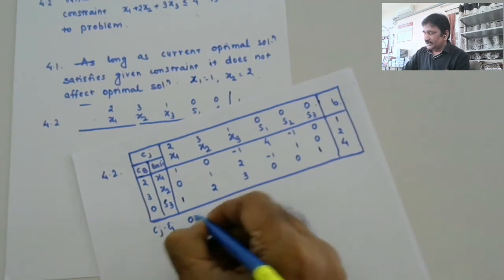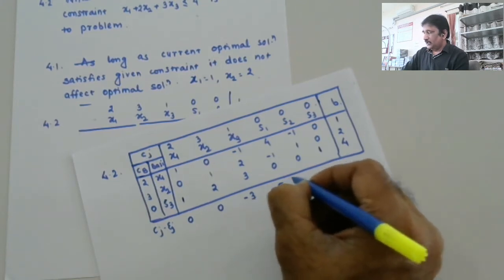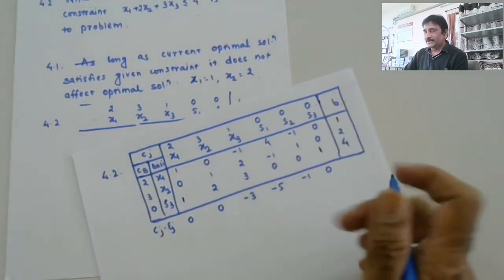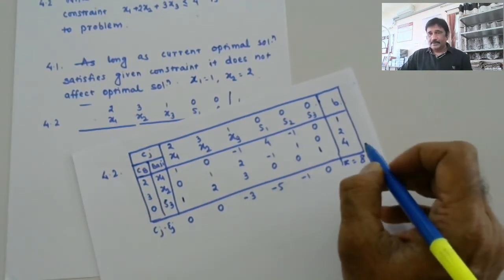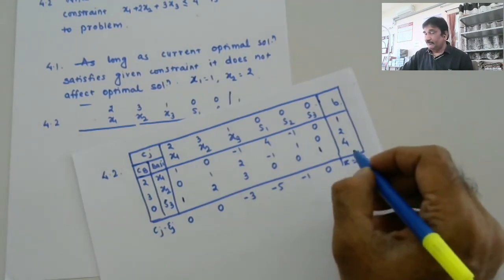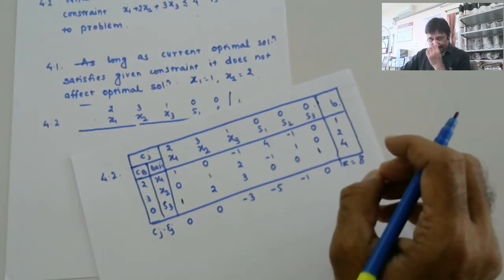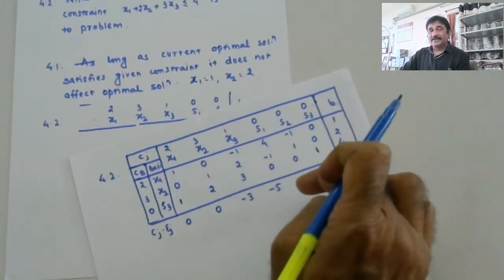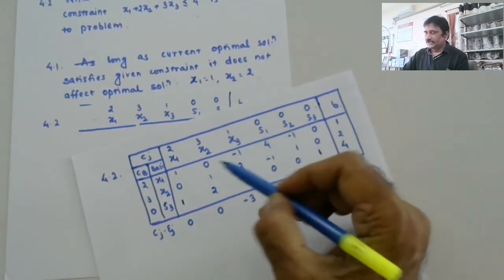So Ejs will be 0, 0, and minus 3 here, minus 5, minus 1, and 0. Most of the values I am taking from the original optimal, and Z also is 8 here. Now, because of this new constraint, Z is going to decrease, because when I want to satisfy that constraint, I will have to sacrifice some value of Z. Now, one problem has occurred in the process of accommodating the constraint in the simplex optimal table. And what is that problem?